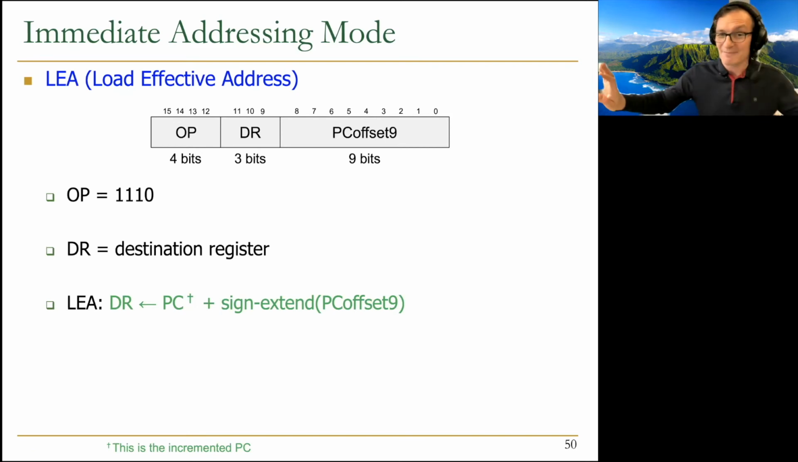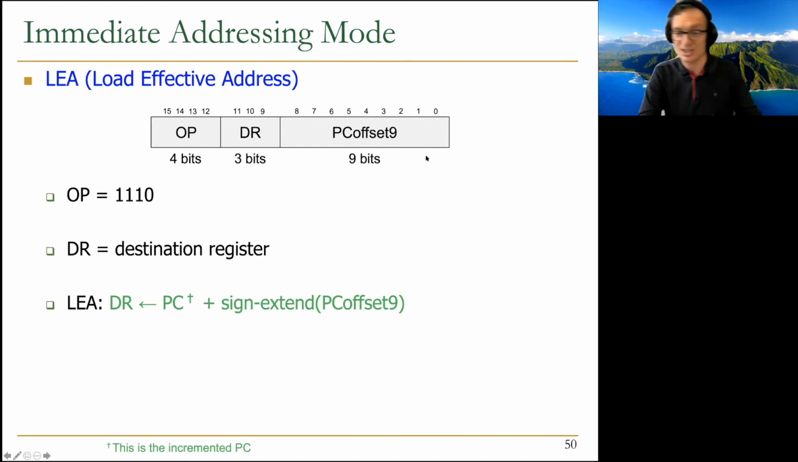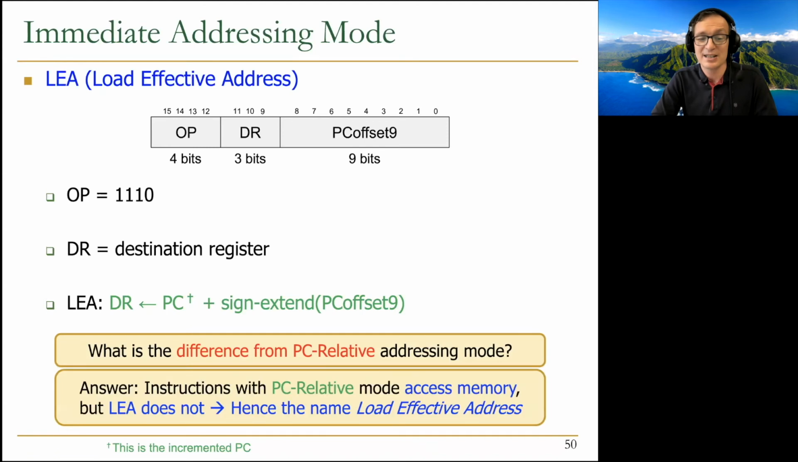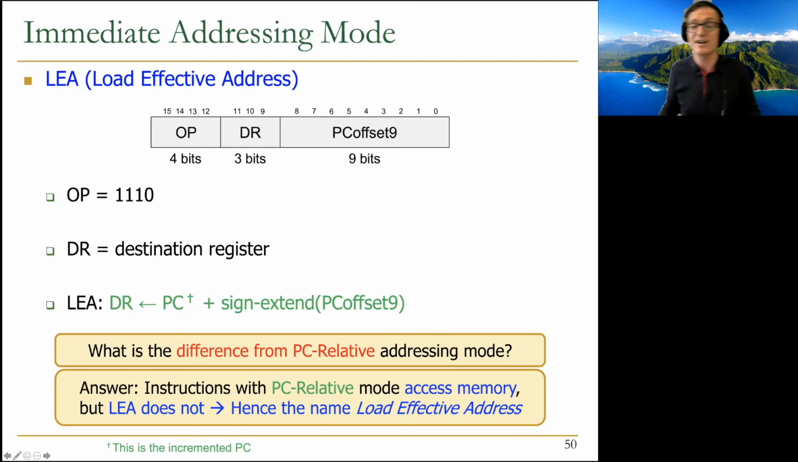It doesn't access memory. It loads the destination register with the following value: incremented PC, as usual, plus the sign extended 9-bit offset from the instruction, the bottom 9 bits of the instruction. So the difference from the PC relative addressing mode is that we don't access memory over here. LEA constructs an address and loads it into a register, but it doesn't access memory. The purpose could be, for example, address manipulation. You may want to manipulate addresses so that you can decide where you want to access in memory later on, right? So that's one purpose.